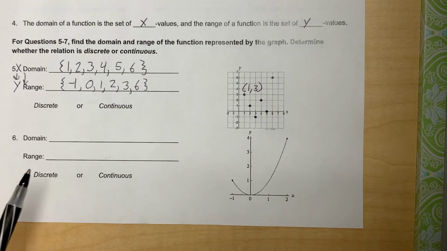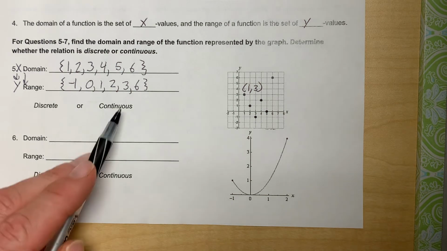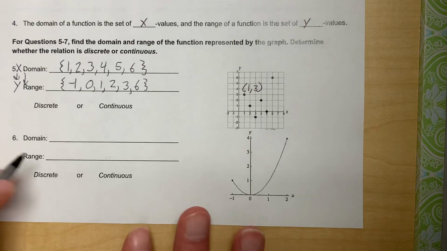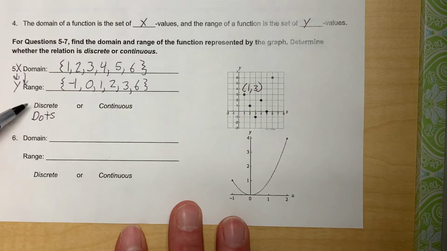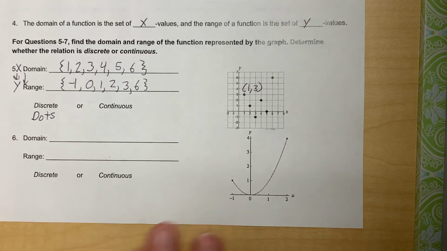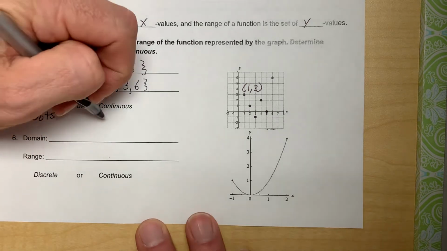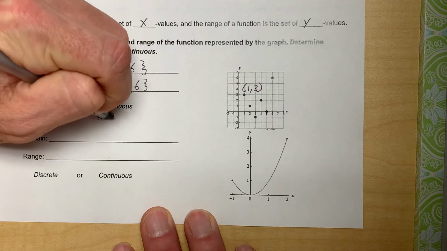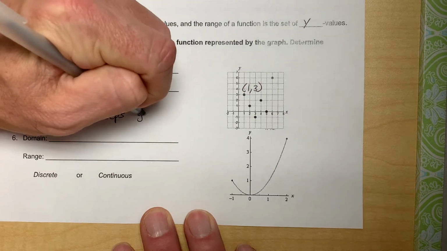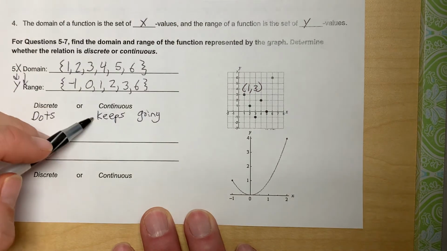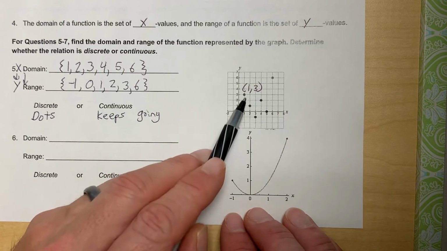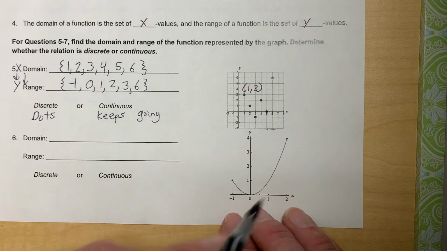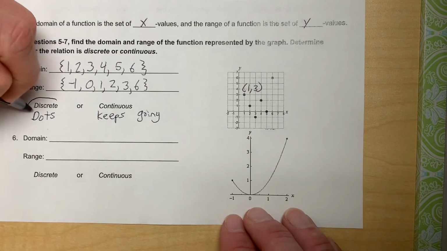That's what you do. Now, to know whether it's discrete or continuous, the way I remember it is that discrete is just a bunch of dots. They both start with a D. And continuous, the way I remember that is if it's continuous, it keeps going. Continuous keeps, kind of sounds the same, okay? So in this problem, we just see a bunch of dot, dot, dot, dot, dot, dot. Okay, so that one is discrete.